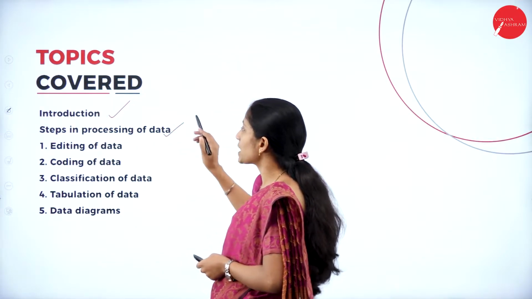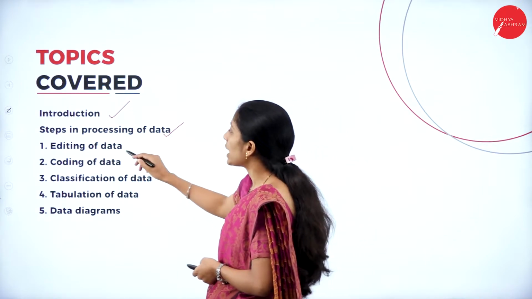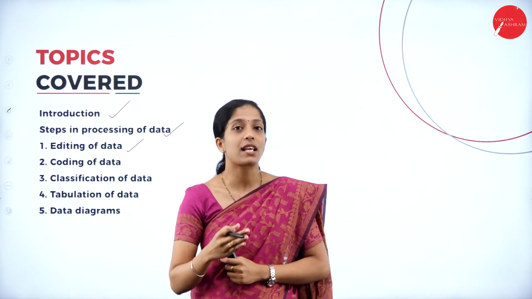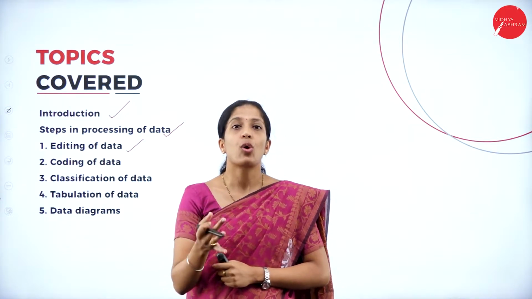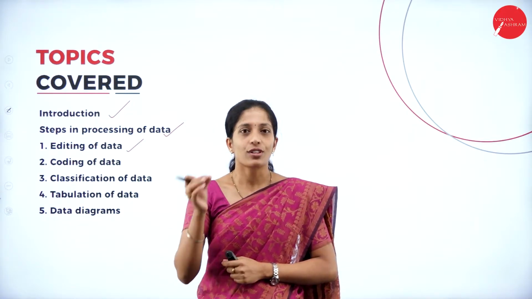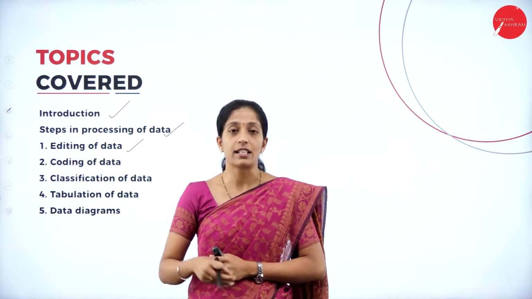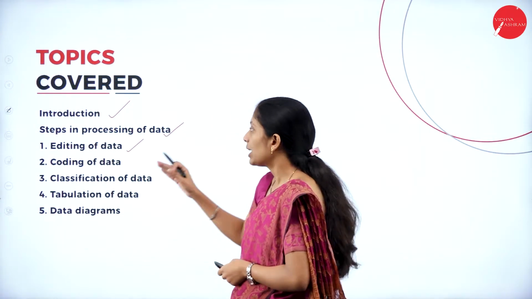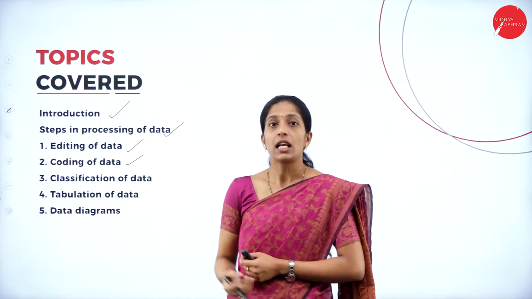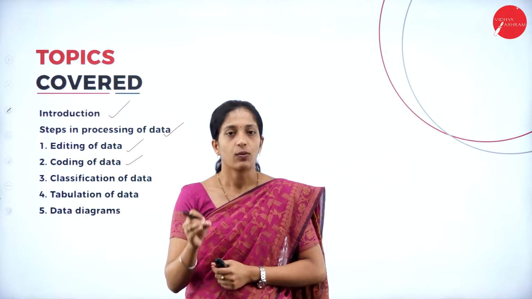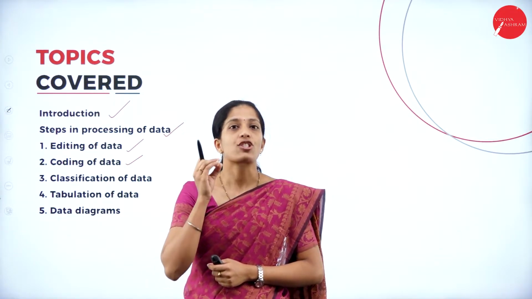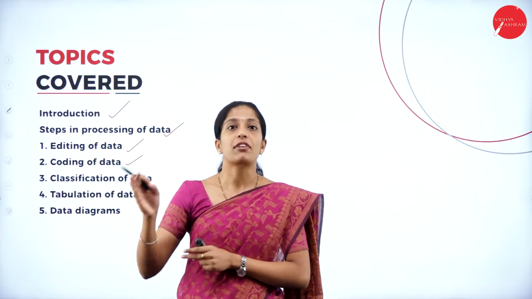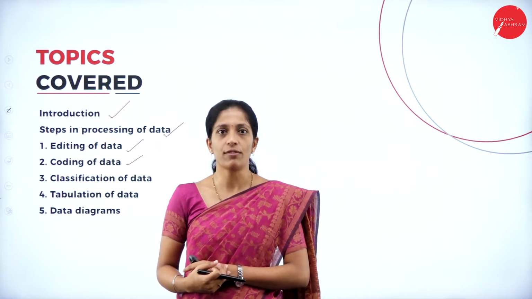Next, we learnt about the steps in processing of data, where we learnt about editing of data. What do I mean by editing of data? The main purpose of editing is to identify the errors as well as omission of important information. Next, we learnt about coding of data, where each and every answer to the questions the researcher wants to collect has to be properly coded. It may be done before the collection of data, which is called pre-coding, and after the collection of data, which is called post-coding of data.